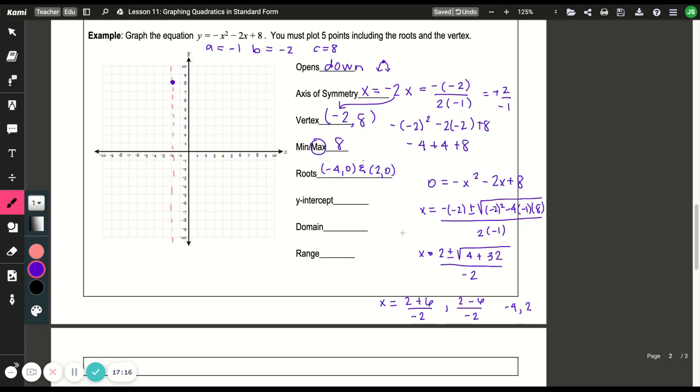You guys, this is the long part, right? The rest of it doesn't take so long. This is the part that I know takes a long time. So I'm going to put those points on there. -4, 0 is right here, and 2, 0 is over here. So there are 3 of my 5 points that I need. My fourth point is the y-intercept, which is C. So if you look back up here, that's 8. So 0, 8 is where it crosses the y-axis.